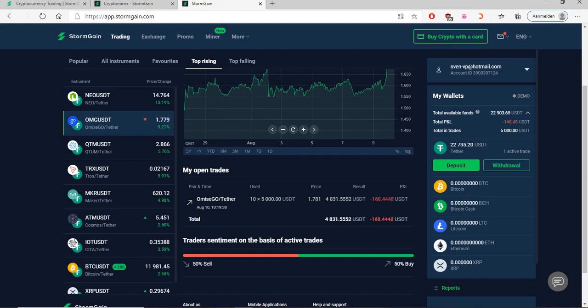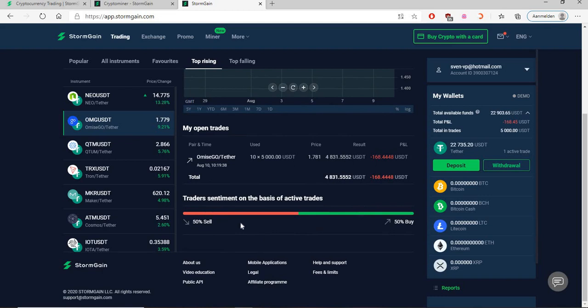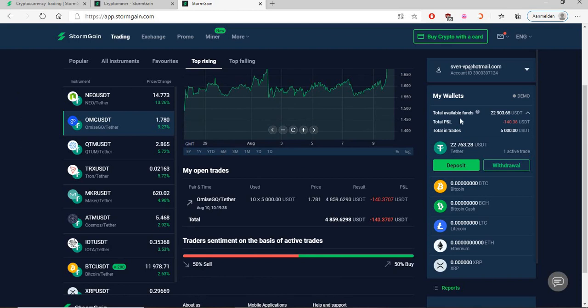Okay, and this is a little chart here, the basis of active trades, as the word says itself, from all the traders who are trading that specific currency at this moment. It gives a feel for what they think. Do they think they're going to sell it, or are they going to buy some more? So for now it's pretty obvious, it's 50-50%, because we have only got one currency pair in the trade we are going to do now.